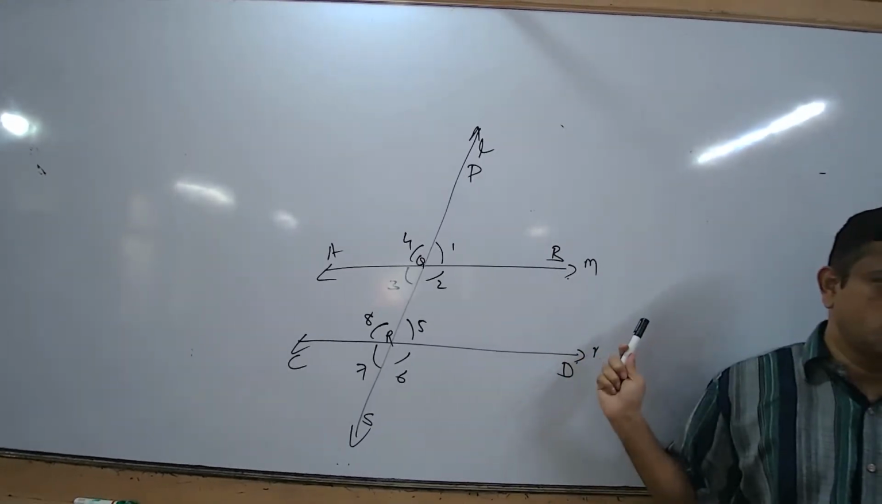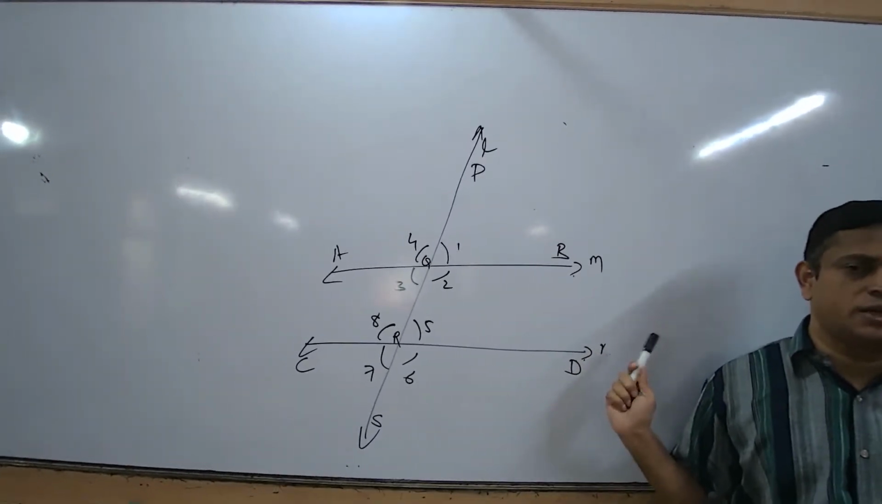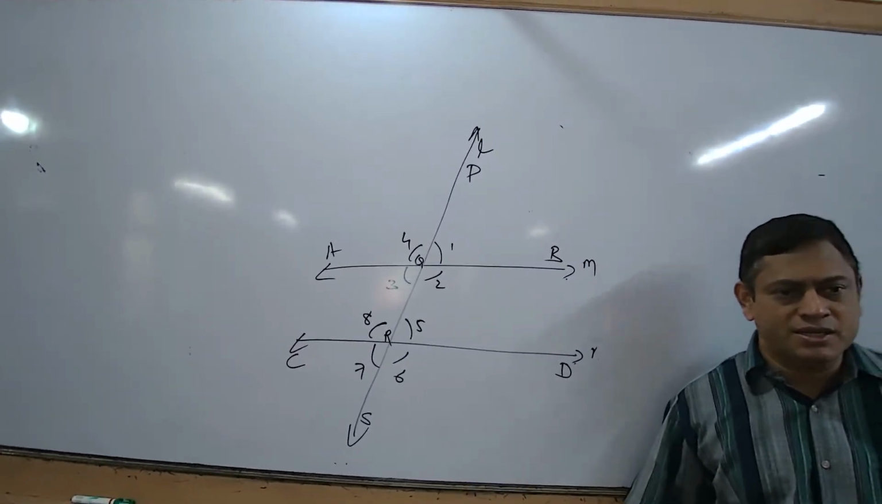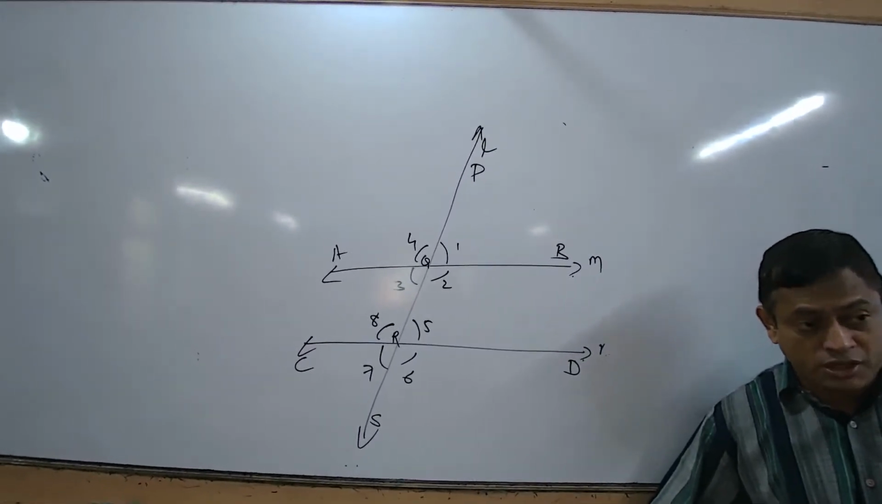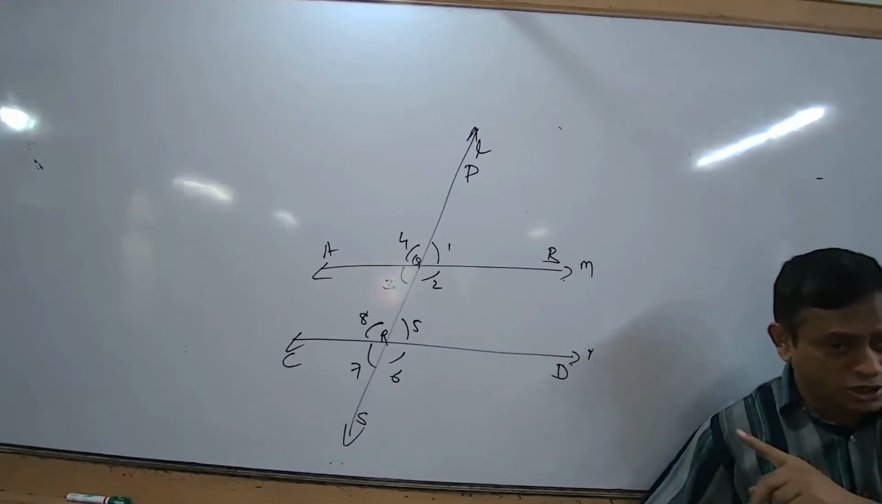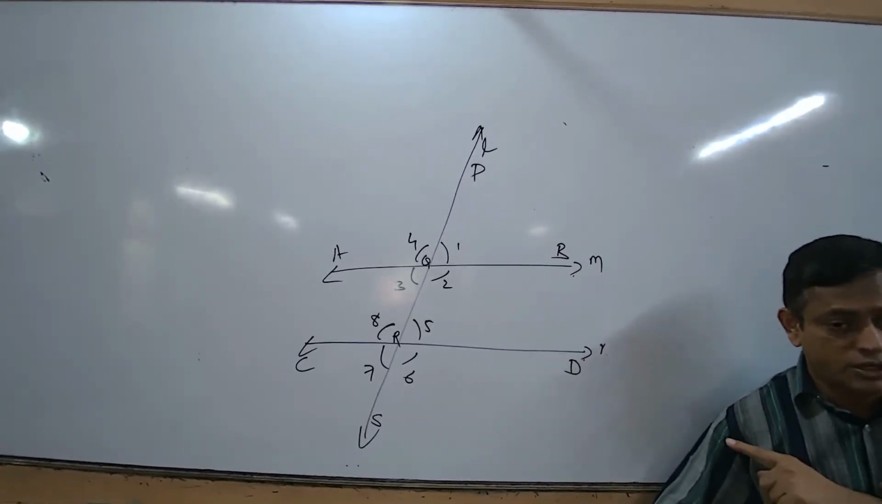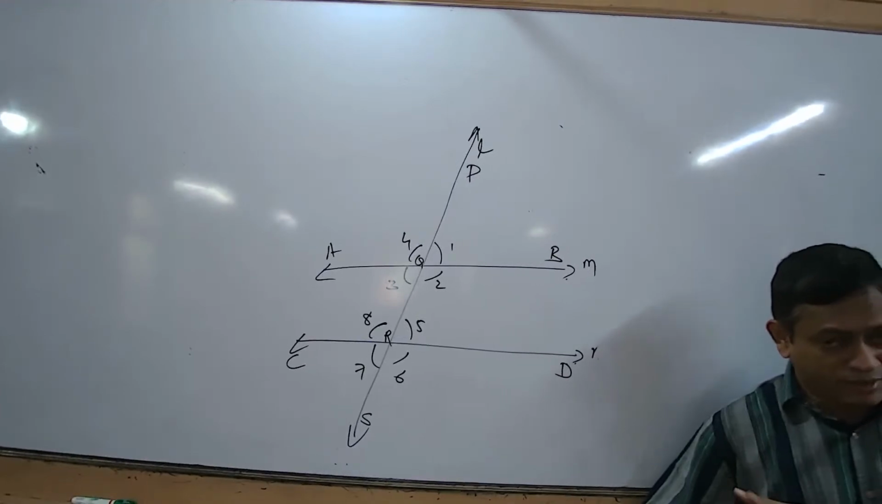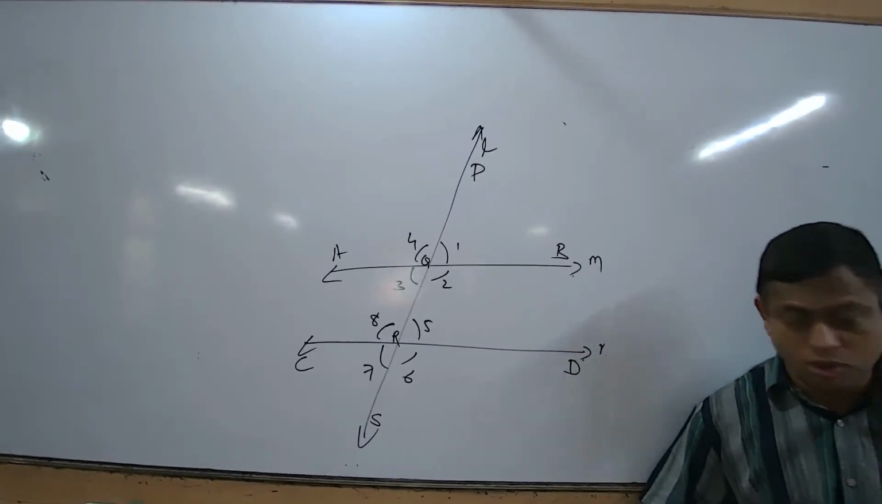Next, the corresponding angles. The next set of angles is called alternate interior angles. These angles will come in the figures in the chapter. That time I will not explain, that's why I am telling this all now.